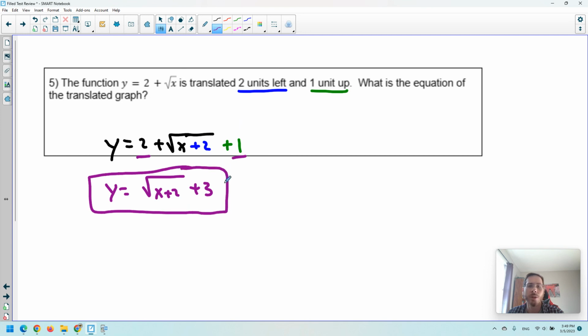So you might think that's kind of weird. That 3 there usually means 3 units up. But look, we're not starting at just square root x this time. We're starting at 2 plus square root x. So we're already going up 2, and then we're going up another 1 for a total of 3. So kind of cool. That's number 5.